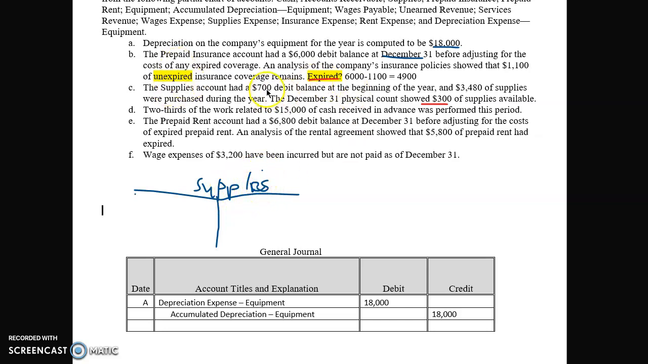So we have supplies, and it said we started the year with 700. Remember, supplies is an asset, so it's got a debit balance. The normal balance is a debit. And then we added 34, so the normal balance is debit, so that's how we increase it, is through a debit. And at the end of the year, we have a $300 balance.